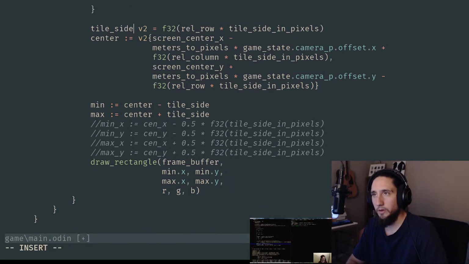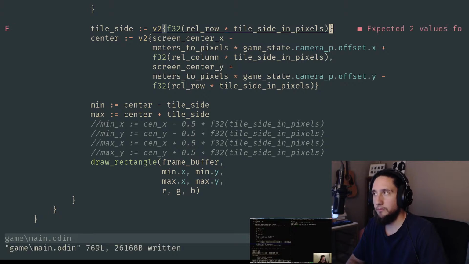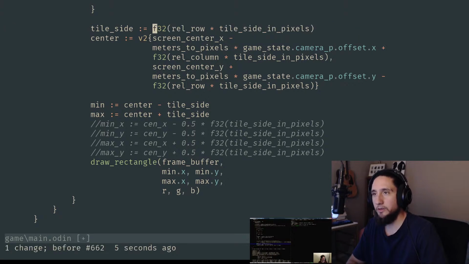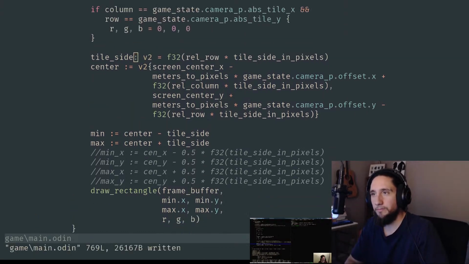Do the same thing over here. I'm used to doing it this way because that's what I did for months writing Zig. Well, will this just splat? Expected 2 values. Yeah, so I can't splat that way using the gopher operator.